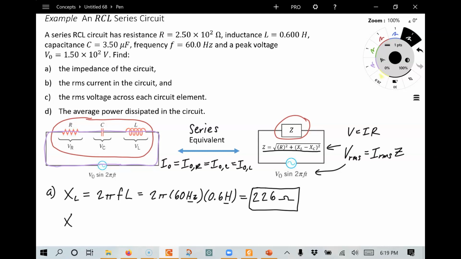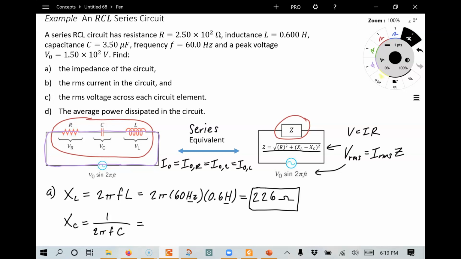Now for the capacitive reactance, the equation is 1 divided by 2 pi F times C. Interestingly, we can see that the frequency of the AC voltage supply actually contributes to the value of the impedance. For really low frequencies, you get a big capacitive reactance but a small inductive reactance, and vice versa. For very high frequencies, you get a large inductive reactance and a small capacitive reactance.